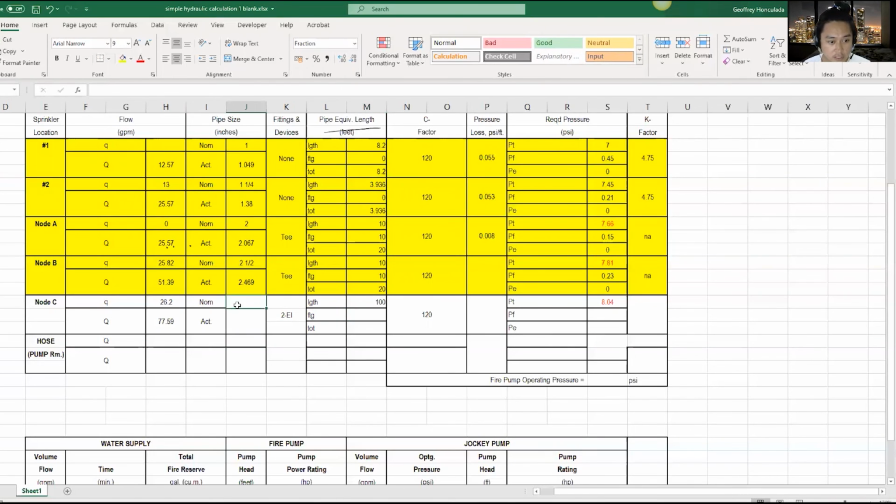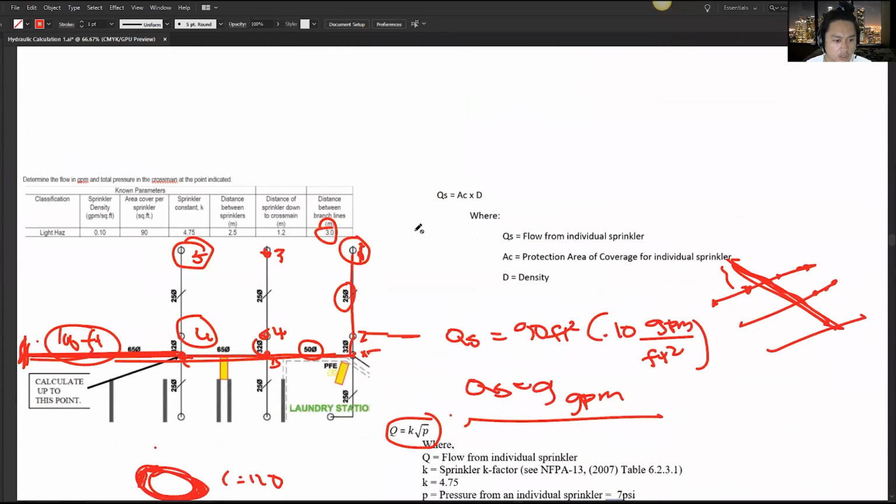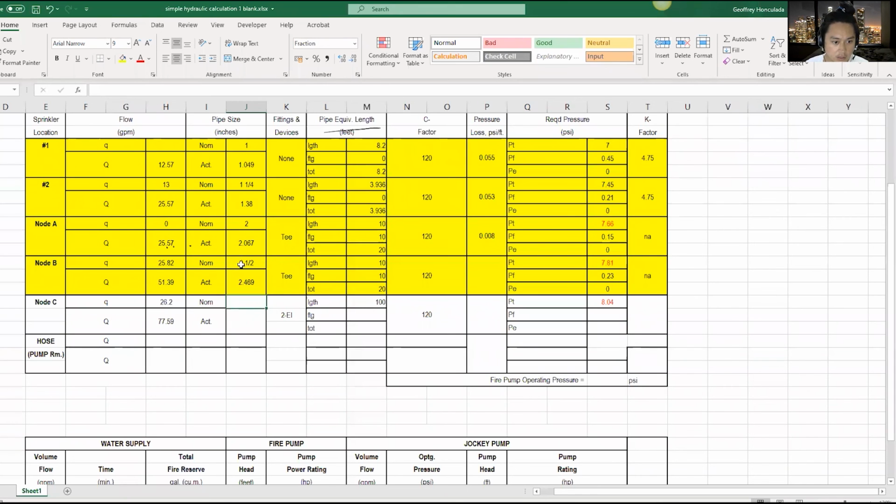Okay, let me just input the values here first, the nominal and the actual size. So going back to our floor plan, where's our floor plan here? So our floor plan diameter is the same as here. So if we go back to our table, we can just go ahead and copy this. So that's 2 and 1/2, 2.469. And we've got that. Next, we need to figure the equivalent length of the fitting.